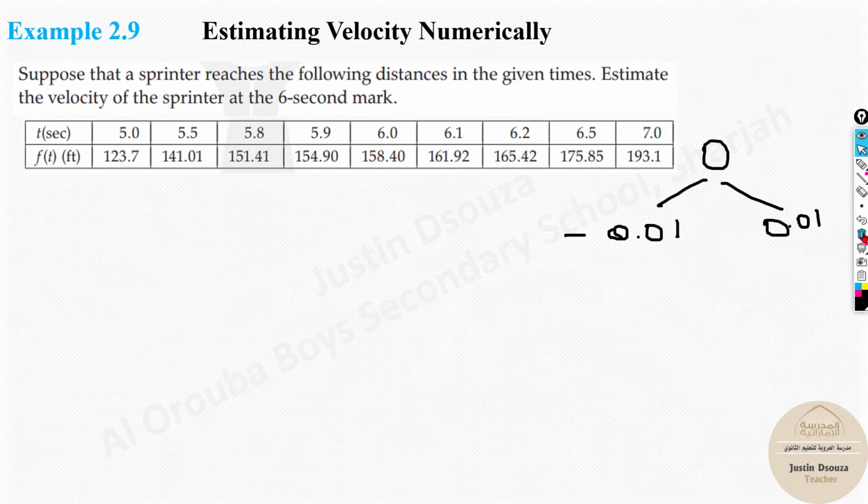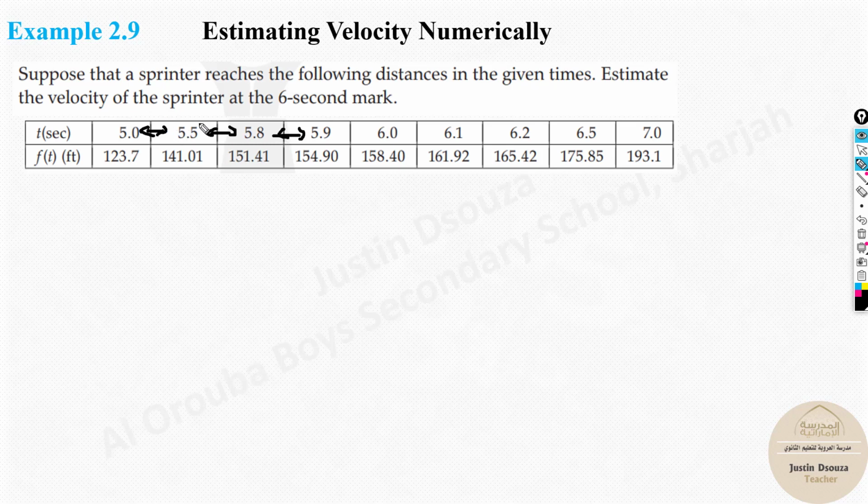And the last one over here, we are estimating velocity numerically. Now let's read the problem. Suppose that a sprinter reaches the following distances in given times. Estimate the velocity of the sprinter at the 6-second mark. Now we have seen in the previous lesson that the time interval must be as narrow as possible. You can see there is 0.5 seconds over here, whereas over here it's 0.1 seconds. This is more accurate than the others, isn't it? Instantaneous. As we narrow it down, we get the most accurate results.